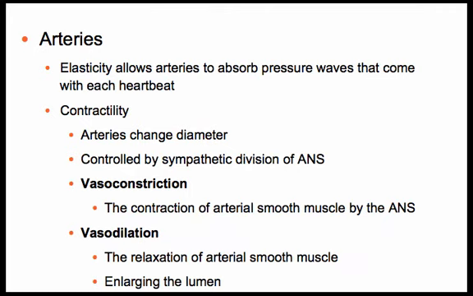Arteries have an elasticity that allows them to absorb pressure waves that come with each heartbeat. Arteries can change diameter. The change in diameter is controlled by the sympathetic division of the autonomic nervous system. Vasoconstriction is caused by the contraction of arterial smooth muscles and causes the lumen to constrict, whereas vasodilation is caused by the relaxation of the arterial smooth muscles and causes the lumen to enlarge.